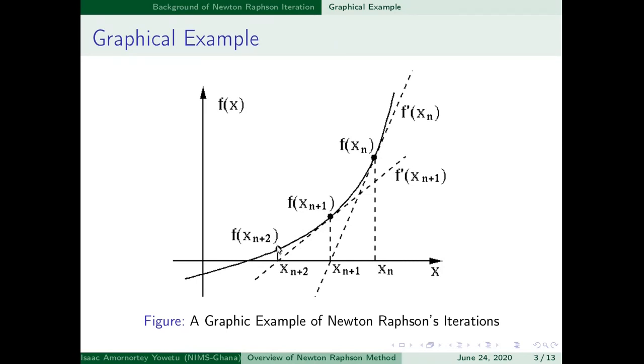We continue. We plug it in, find the derivative at this very point, which also gives us another approximation closer to the actual root that we are looking for. So we'll continue to perform this iteration until we get the actual root that we are looking for.